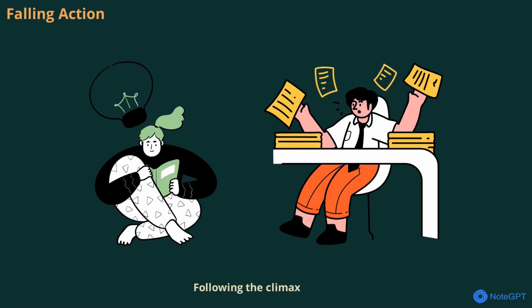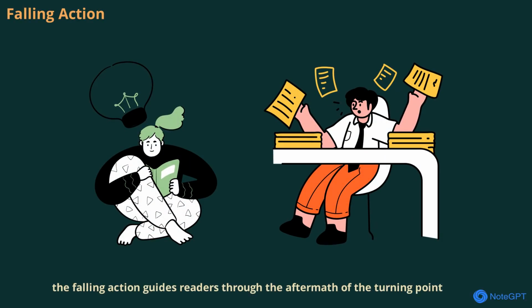Following the climax, the falling action guides readers through the aftermath of the turning point. This section shows how the characters respond to the events of the climax and begins to resolve any remaining issues. The falling action helps transition the story toward its conclusion, tying up loose ends and clarifying the consequences of the central conflict. By providing closure, you ensure that your narrative essay feels complete and satisfying.